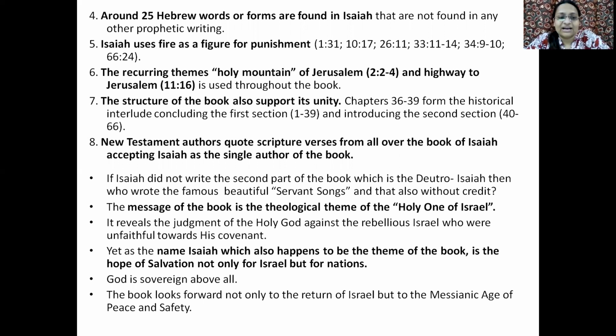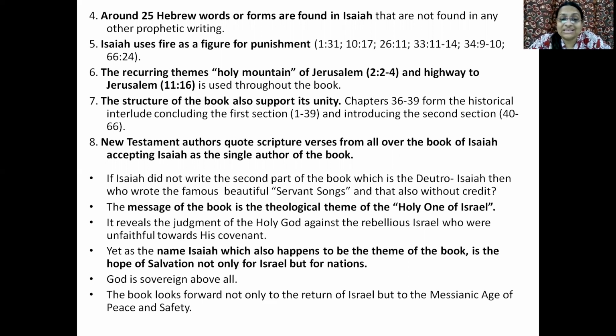Let's move ahead. Giving reasons and proving again the single authorship of the book: if Isaiah did not write the second part of the book, then who wrote these beautiful servant songs, that also without credit? The servant songs are the most beautiful part of the book of Isaiah. So if not Isaiah, who wrote it? And he has not even mentioned his name. So it is an injustice to credit Isaiah with the 7 songs if he has not written them. And this is the most beautiful section of the book of Isaiah.